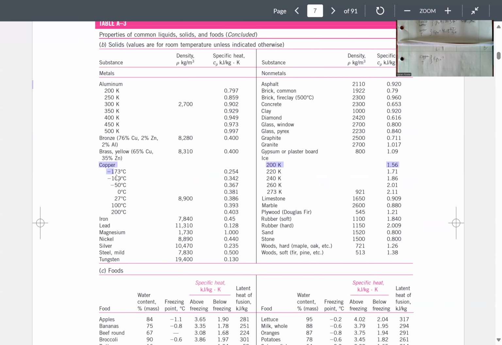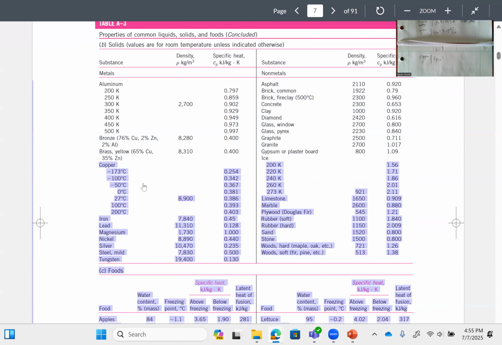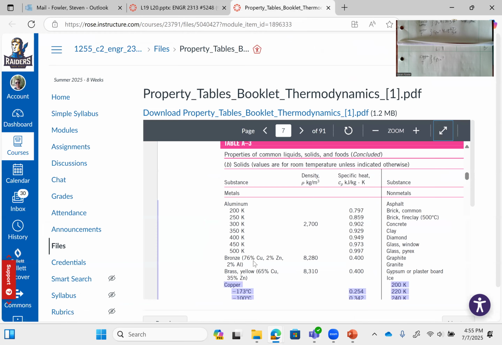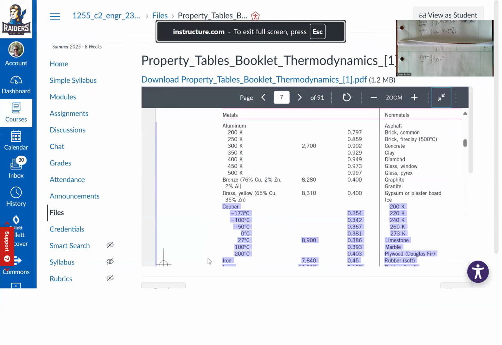Okay, notice I've got copper at different temperatures. Oh, no, not Bing. Go away. I clicked on the search the web for this. I didn't mean to. Okay.